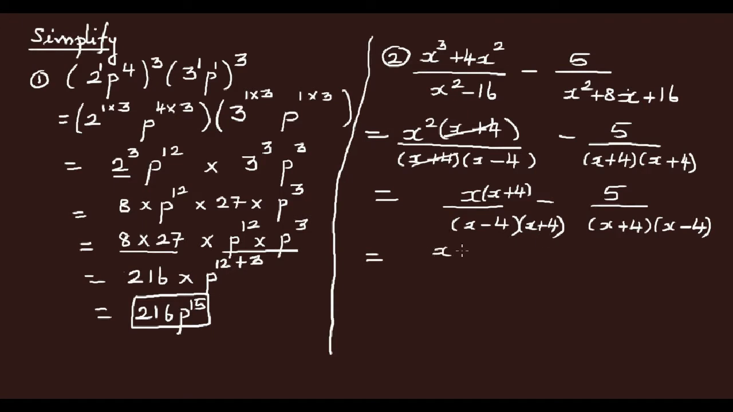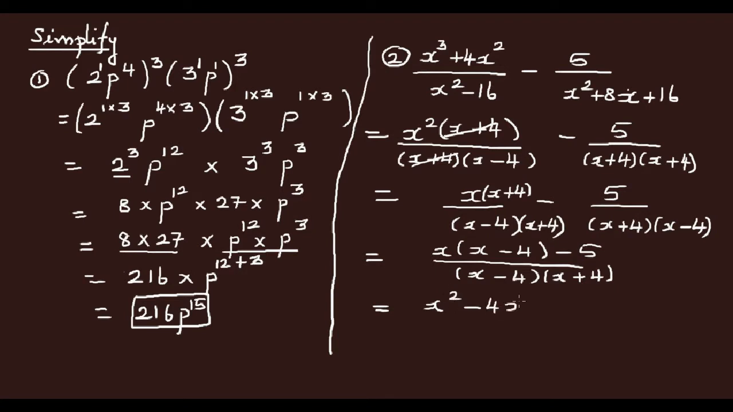So this is x times (x minus 4) minus 5 divided by (x plus 4)(x minus 4), or (x minus 4)(x plus 4), doesn't matter. So now let's expand the bracket. So this becomes x squared minus 4x minus 5 divided by (x minus 4)(x plus 4).